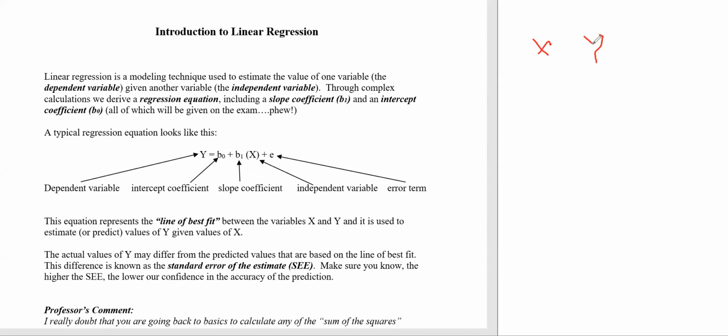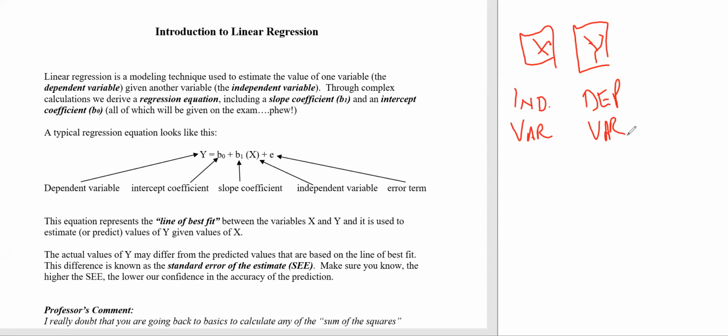And the X variable is referred to as our independent variable, and the Y variable is the dependent variable. And what it means is it relies on X. There's some sort of relationship that X has an effect on Y.